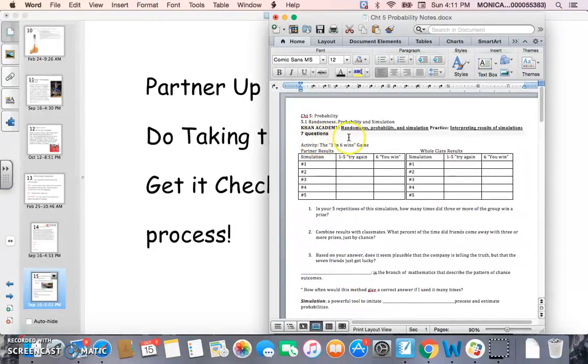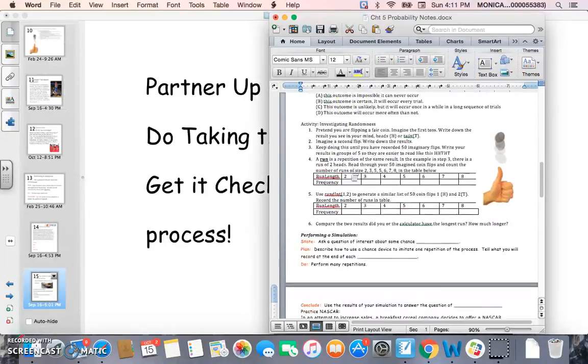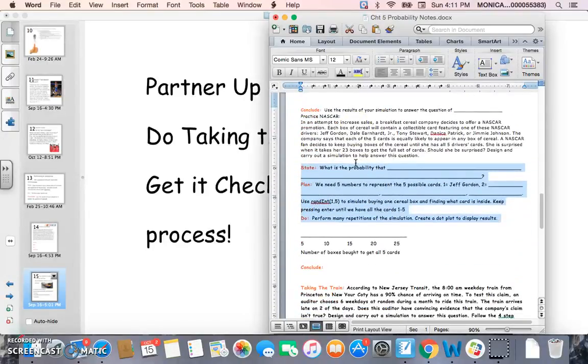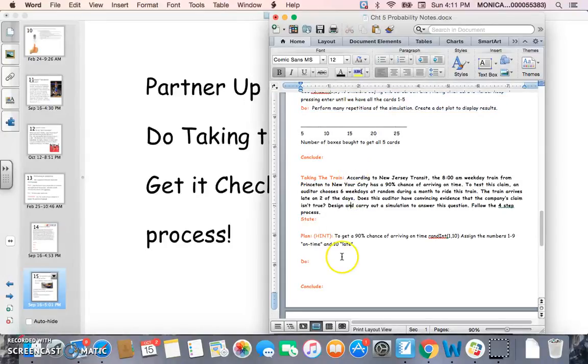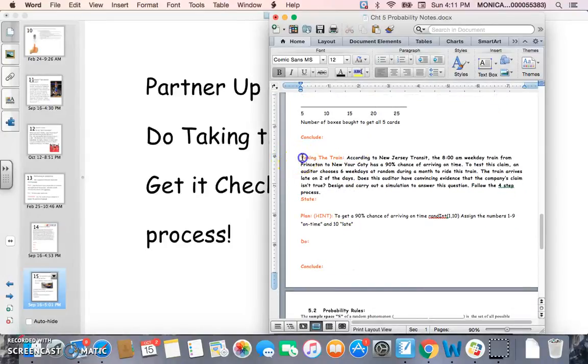You're going to do randomness, probability, and simulation. And the practice section is called Interpreting Results of Simulations. And I believe there are 7 questions that you need to get correct. And if you look on your note sheet, you also see all this needs to be completed. And here's the taking the train activity that you're going to complete right here.